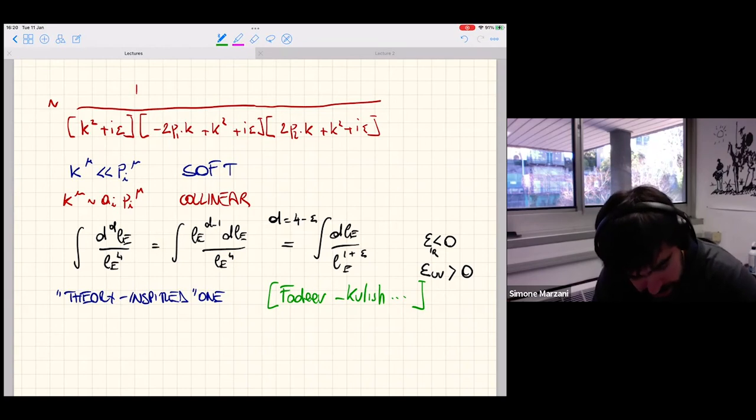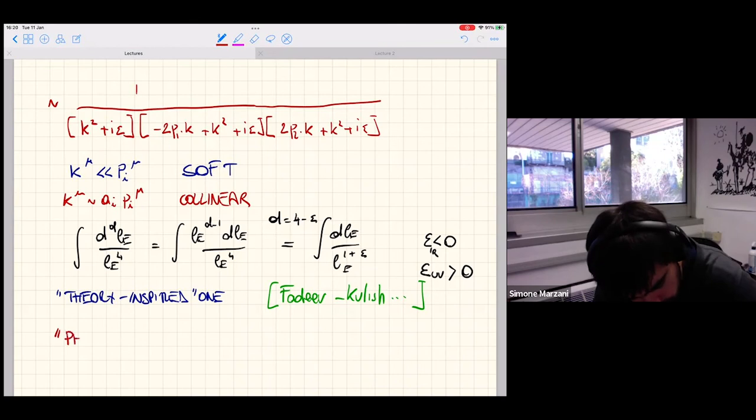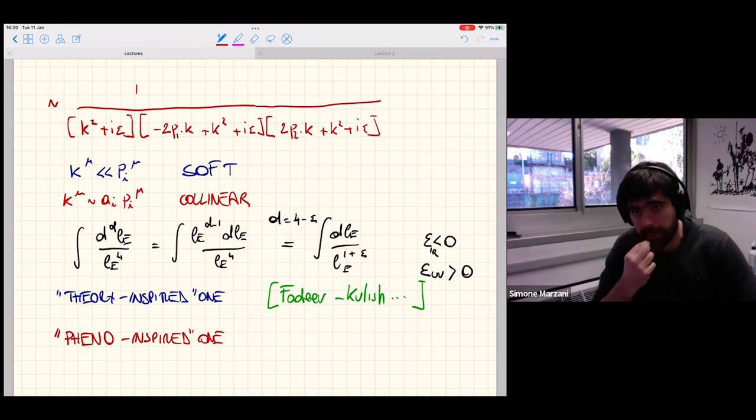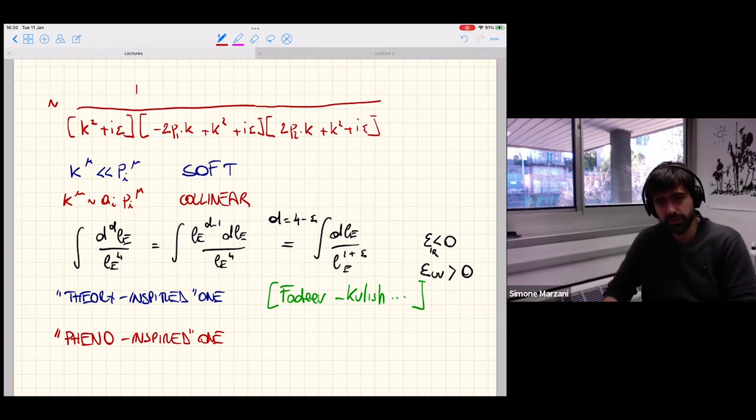And so more often than not, what people are using is a more, let me call it theme-inspired approach, although it's equally sound. And the theme-inspired one, which is the one that we're going to use, is to give up talking about S-matrix elements, and we talk about cross-sections. And in particular, we talk about inclusive cross-sections. And in doing so, we hope to cancel these singularities.